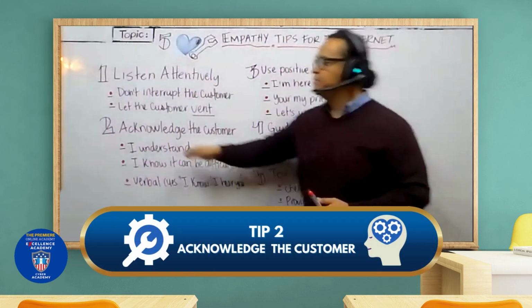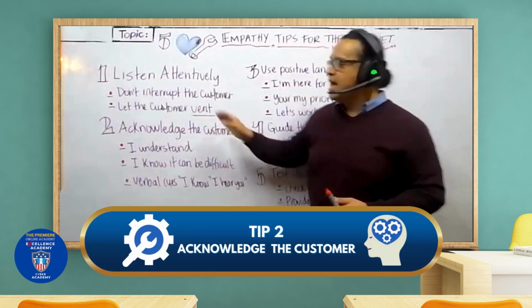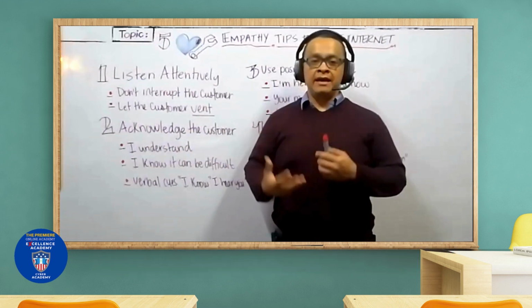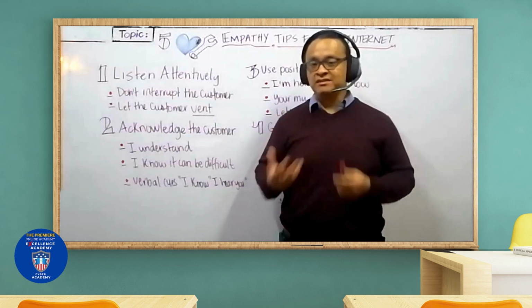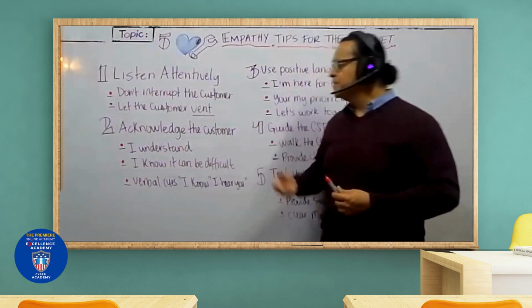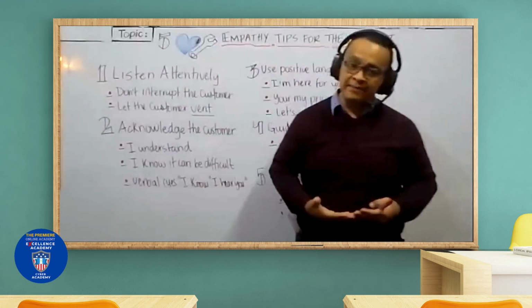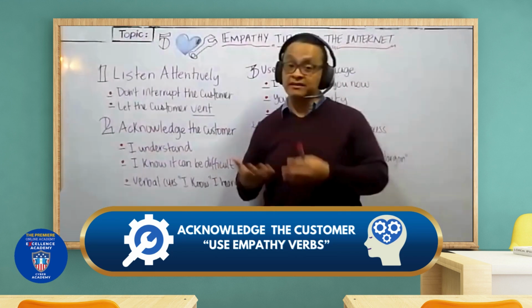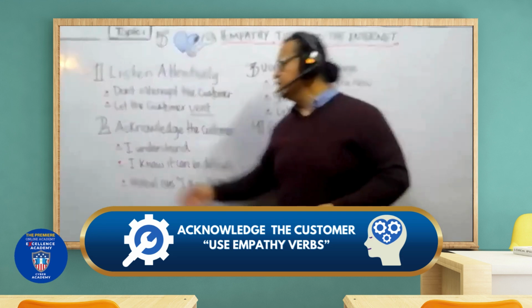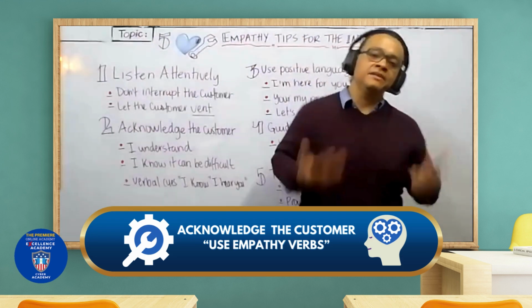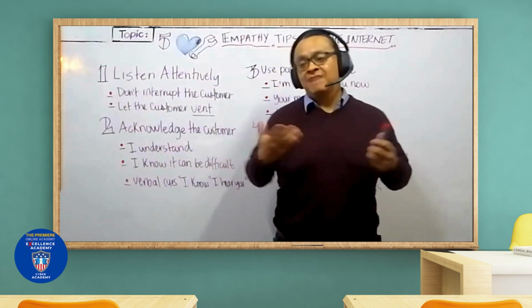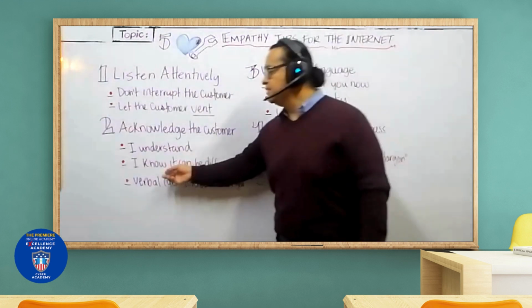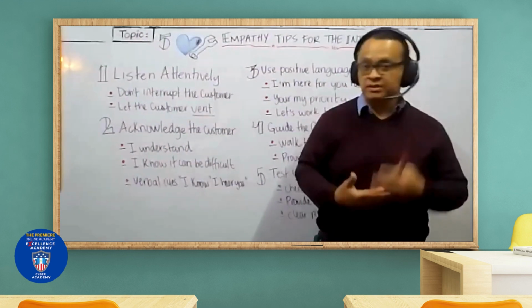Number 2, this is very important. Acknowledge the customer. Especially acknowledge the customer's feelings. When somebody is going through an internet or connectivity issue, this usually is a frustrating experience. So try to acknowledge the customer by using empathy vocabulary and empathy verbs like, I understand that when the internet is not working as expected, it can be frustrating. Or verbs like I know it can be difficult to be without the internet. Or I understand it's hard when the internet is not working as expected. So these type of verbs, empathy verbs, help you make that emotional connection with the customer.